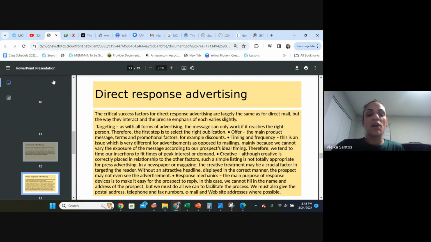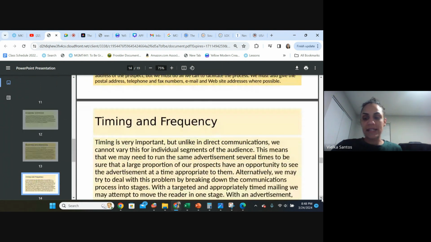Response mechanics. The main purpose of response devices is to make it easy for the prospects to reply. In this case, we cannot fill in the name and address of the prospect, but we must do all we can to facilitate the process. We must also give the postal address, telephone, fax number, email, and website address where possible. So this is about direct response advertising.